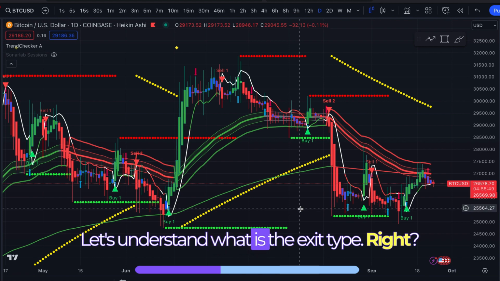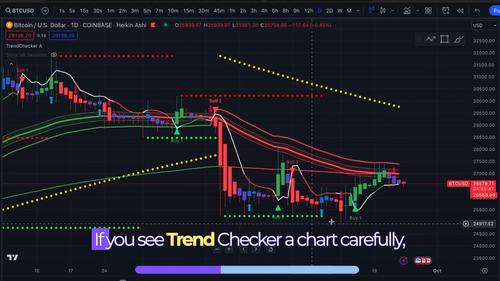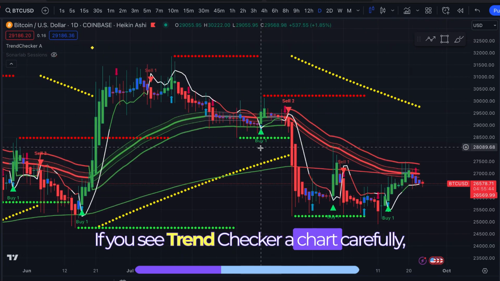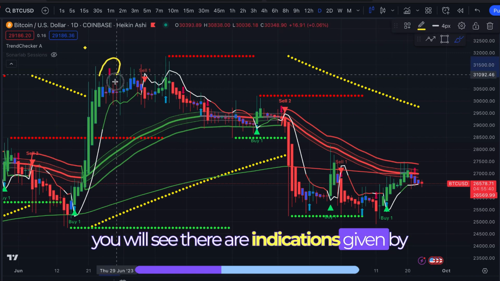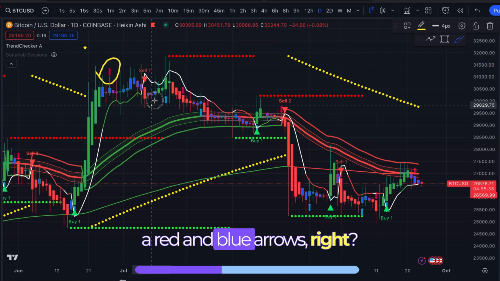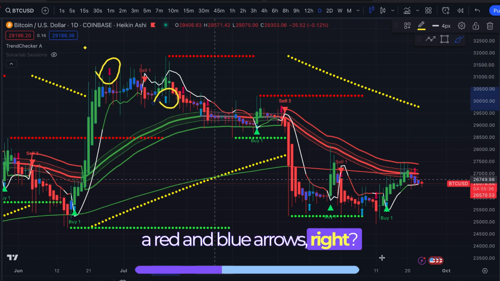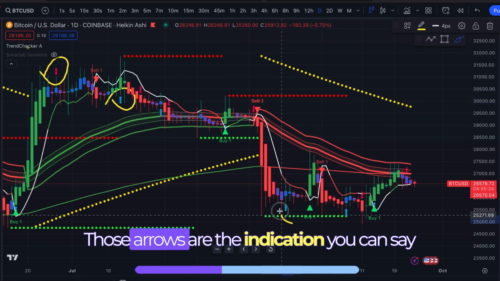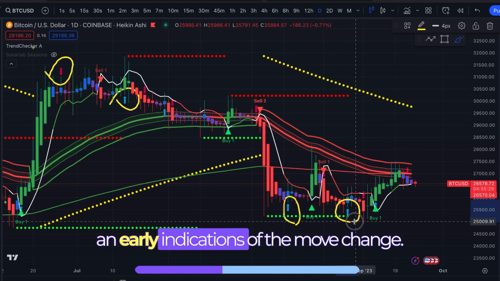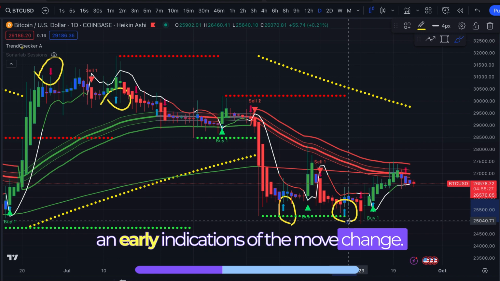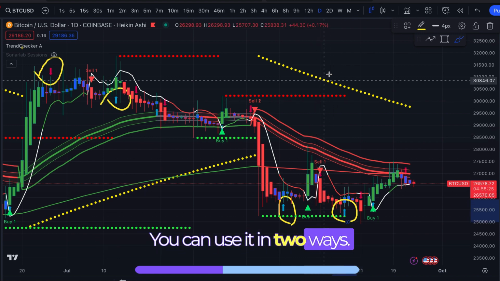Let's understand what is the exit type. Right? If you see Trendchecker A chart carefully, you will see there are indications given by a red and blue arrows. Right? Those arrows are the indication, you can say an early indications of the move change. You can use it in two ways.